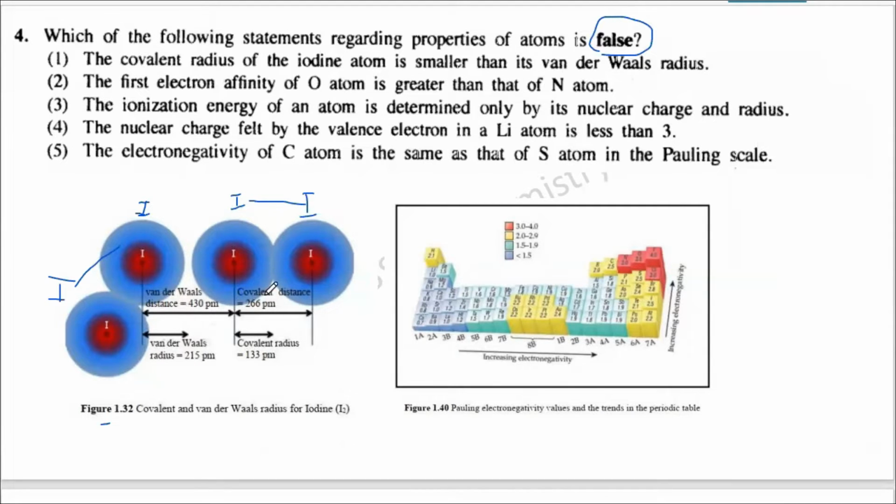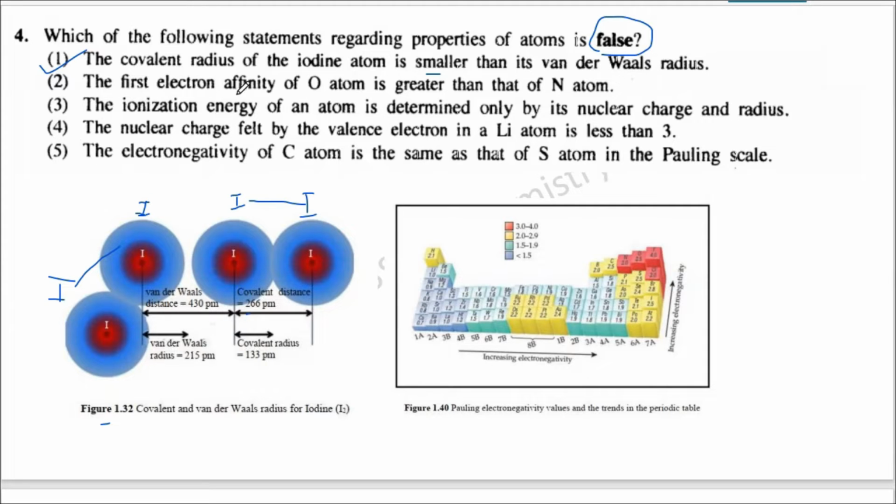Bonded means electron sharing, so it always will have some distance between the two nuclei. In fact, it is 266 picometers. But when you go to the van der Waals radius, automatically you need to understand this is the non-bonded distance, so basically it should be very large. So here it says the covalent radius of the iodine atom is smaller than the van der Waals radius. In fact, this is correct. So identify the difference. Covalent means bonded distance, van der Waals means the non-bonded distance.